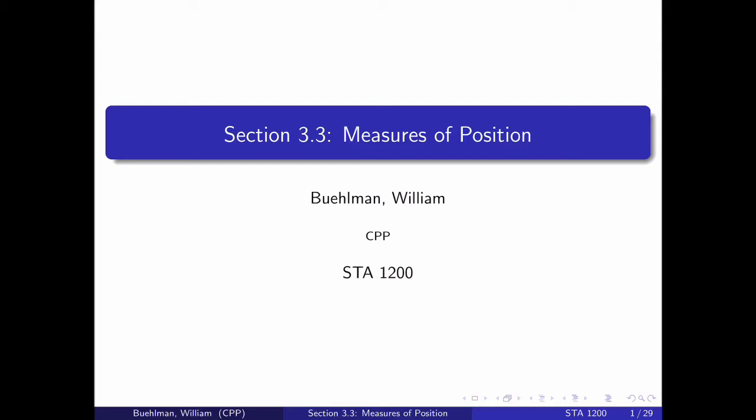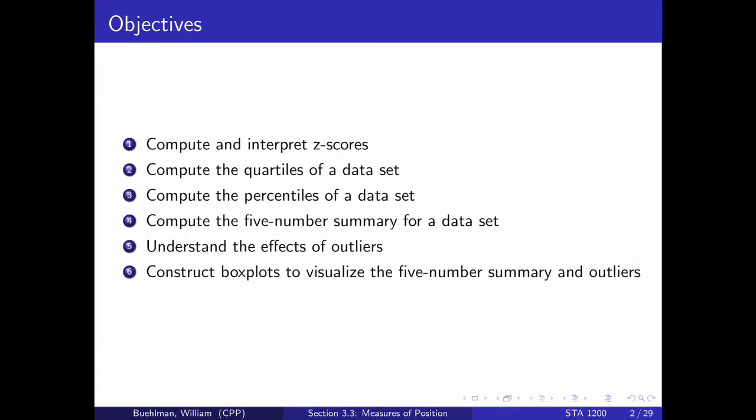I am your instructor William Buellman, and today we're covering section 3.3, Measures of Position. The objectives for today are to be able to compute and interpret z-scores, to be able to compute the quartiles of a dataset, compute the percentiles of a dataset, compute the 5-number summary for a dataset, understand the effects of outliers, and finally to construct box plots to visualize the 5-number summary and also outliers.